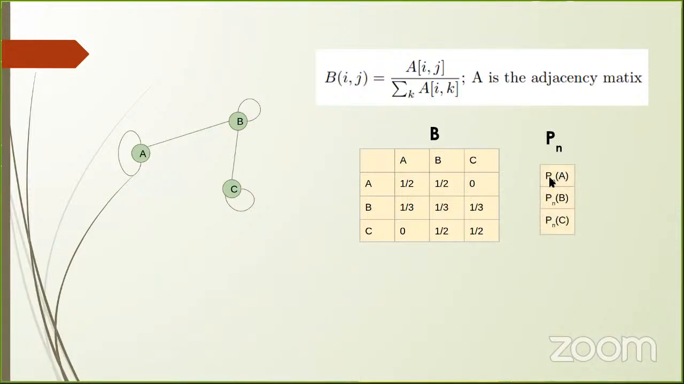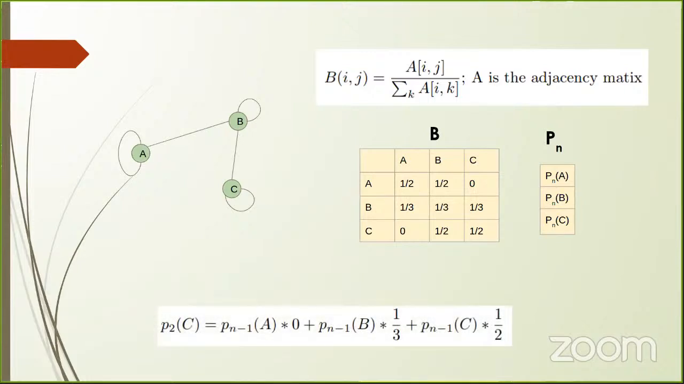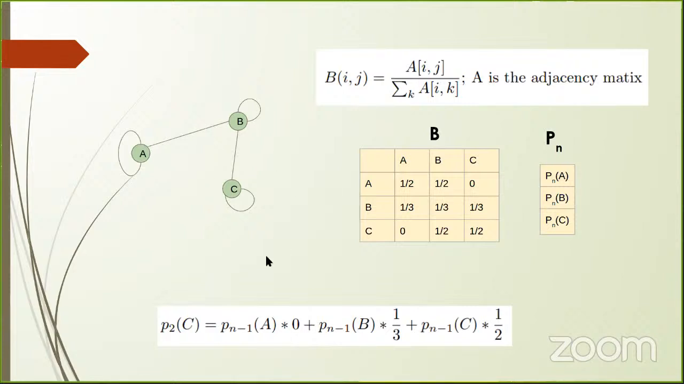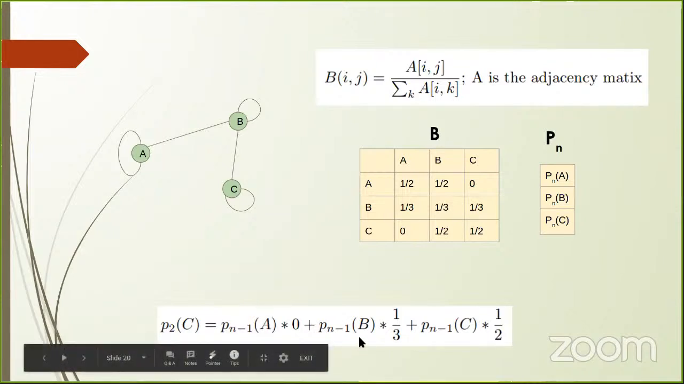Let's say at time n, your scores for A, B and C were Pn of A, Pn of B and Pn of C. How could you compute that? Say you knew Pn minus 1 of A, B and C. Then Pn of C is updated using B and C, but not using A. So you multiply 0 with Pn minus 1 of A, because you don't care about what the status of A was in the previous timestamp. You multiply 1 by 3 with the last timestamp of B, and 1 by 2 with the last timestamp of C.